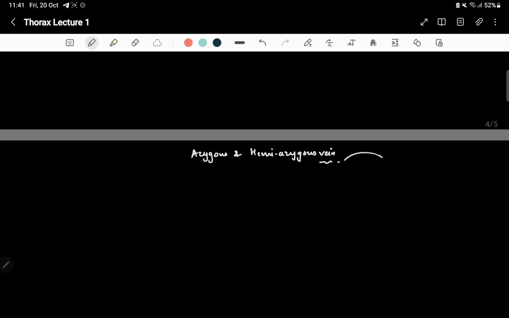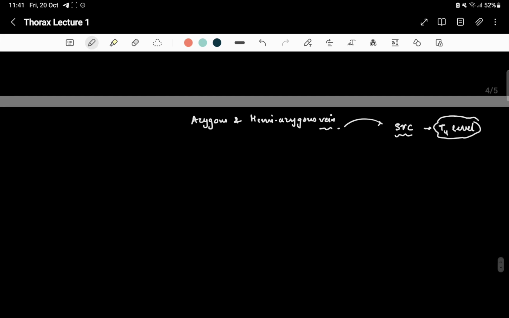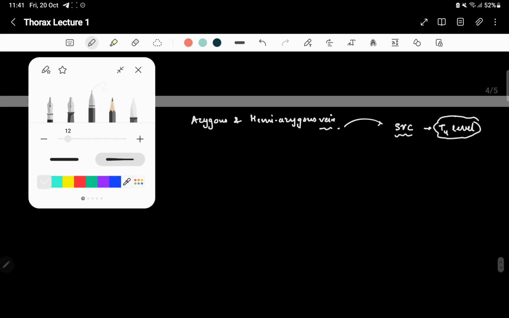Azygous and hemiazygous veins both drain at the superior vena cava at the T4 level. You must have heard of the angle of Lewis. So the hemiazygous vein drains into the SVC at the angle of Lewis. So let me first draw your superior vena cava and then we'll show the azygous and hemiazygous veins which must be draining into it.